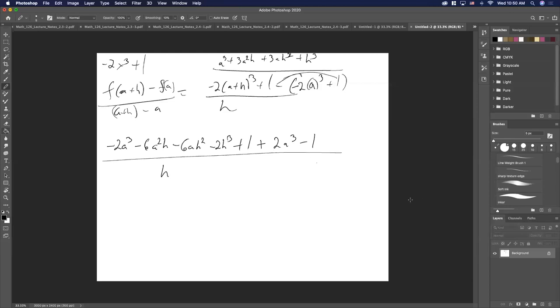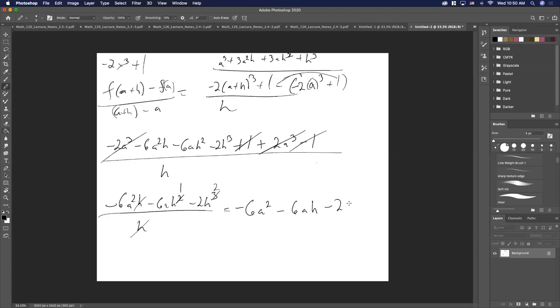All over h. You should be able to cancel things. So the 1's cancel, the a's cancel. And so I'm left with minus 6a squared h minus 6ah squared minus 2h cubed all over h, which gives me, cancel the h, this becomes a 1, this becomes a 2. So I get minus 6a squared minus 6ah minus 2h squared. Okay, does that make sense how to do these?